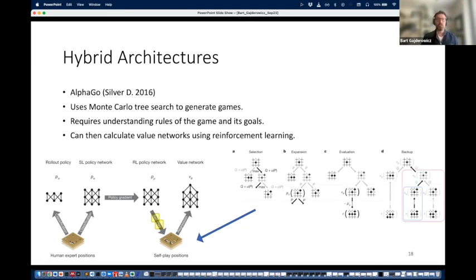So first thing, the AlphaGo model uses Monte Carlo tree search to generate new games. It's sometimes called Monte Carlo rollout. And it generates plays into the future to try to understand what is the next best outcome given a particular situation. To be able to mimic a game, to generate these moves moving forward, you have to understand the rules of the game and what the goal is. Without knowing what the rules of the game are and what the goal is, you will never be able to generate these kinds of games.